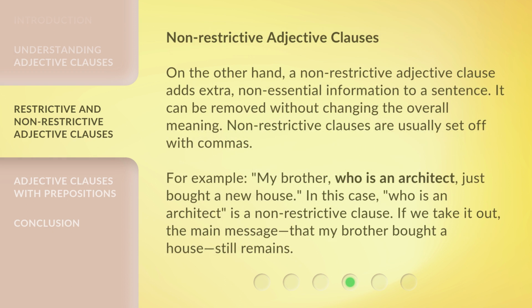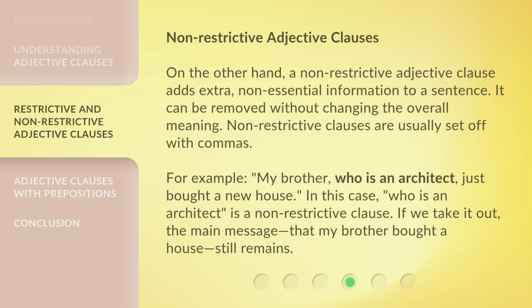Non-restrictive adjective clauses. On the other hand, a non-restrictive adjective clause adds extra, non-essential information to a sentence. It can be removed without changing the overall meaning. Non-restrictive clauses are usually set off with commas.